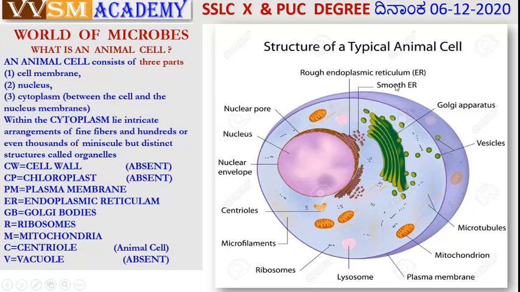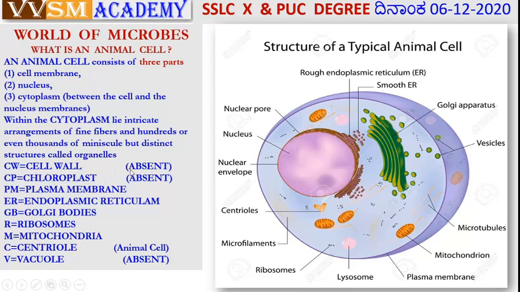Rough endoplasmic reticulum, that is, ER, is represented by endoplasmic reticulum. As I told you, any cell, an animal cell, consists of three parts: cell membrane, nucleus, cytoplasm. Within the cytoplasm lie intricate arrangements of fine fibers and hundreds or even thousands of miniscule but distinct structures called organelles. The cell wall is absent in the case of the animal cell.